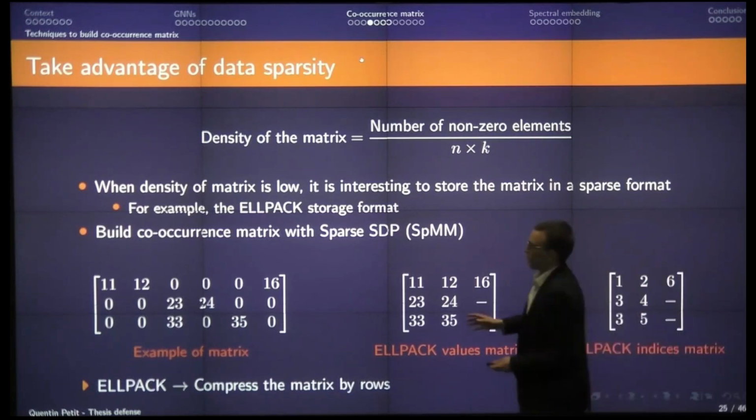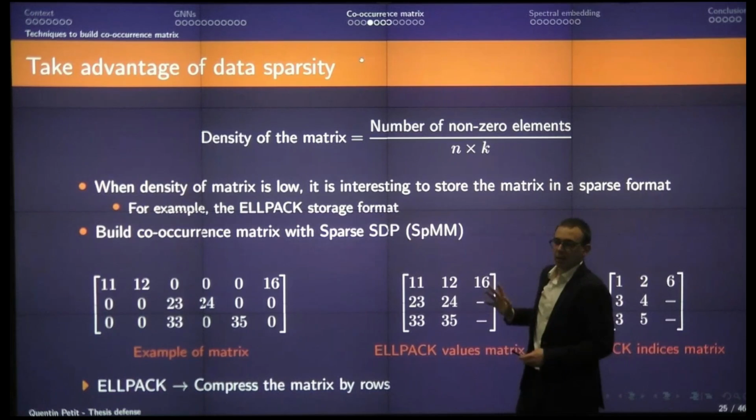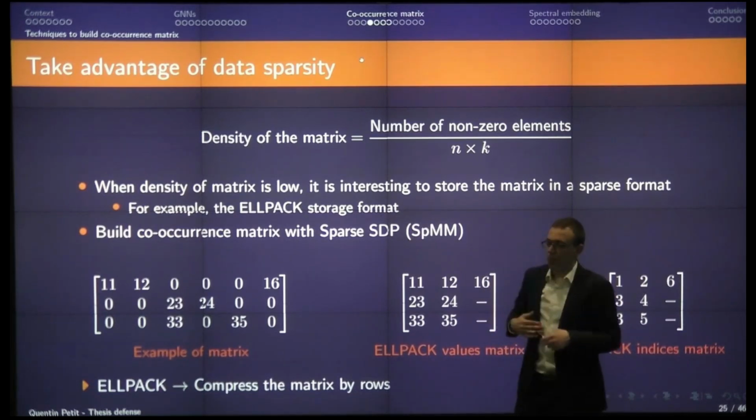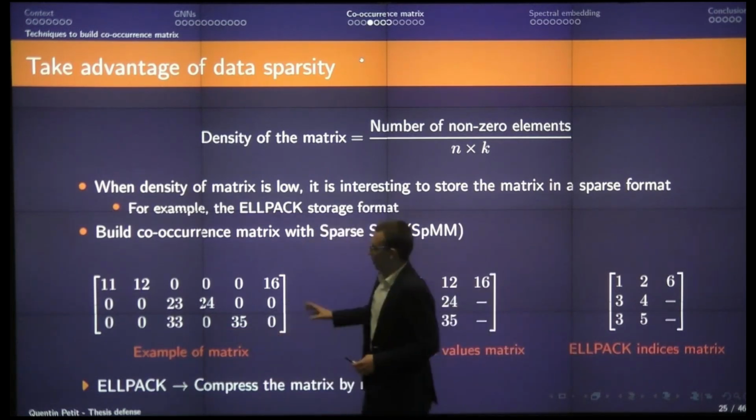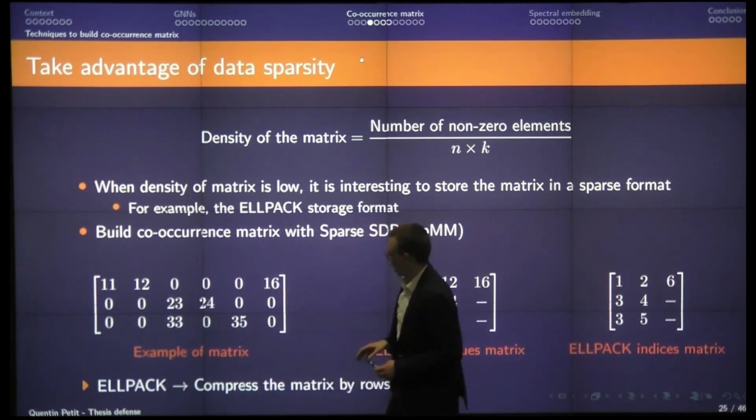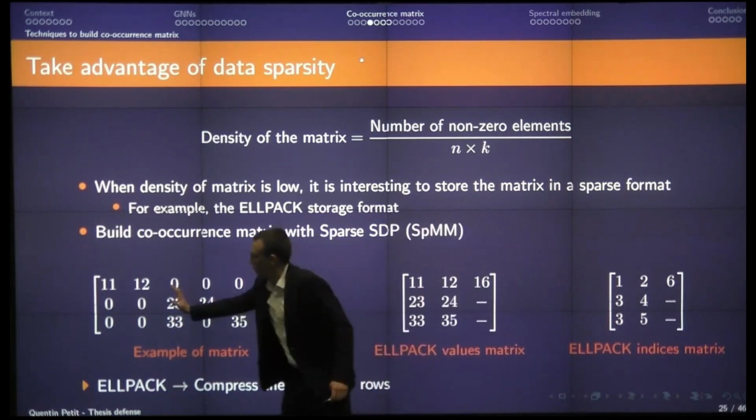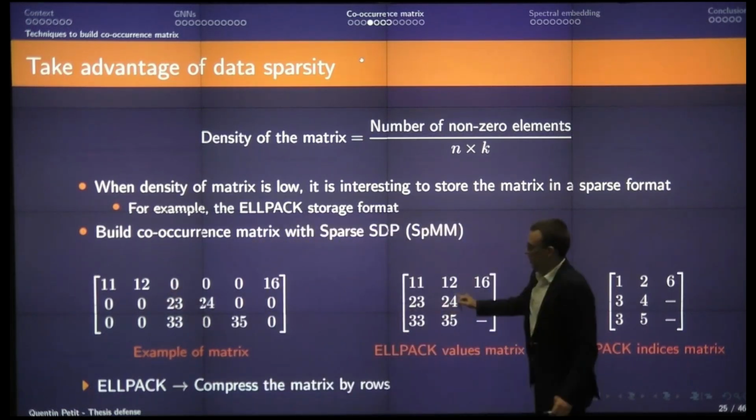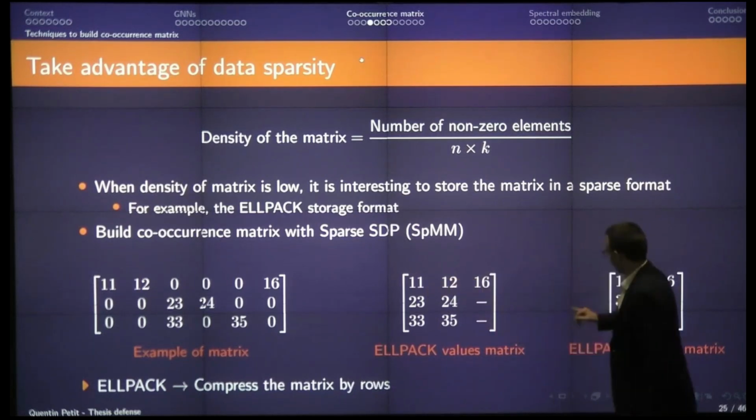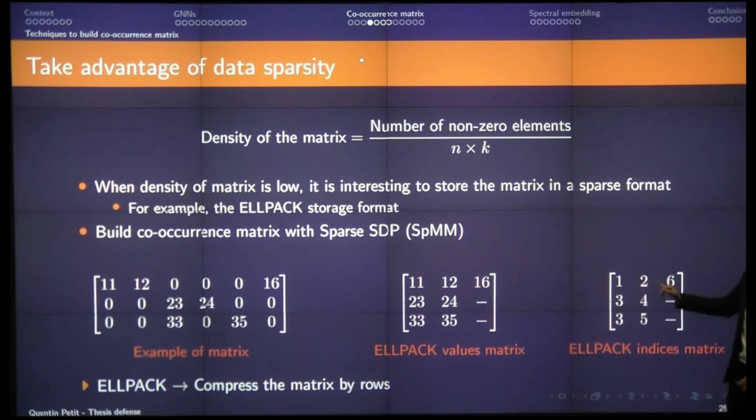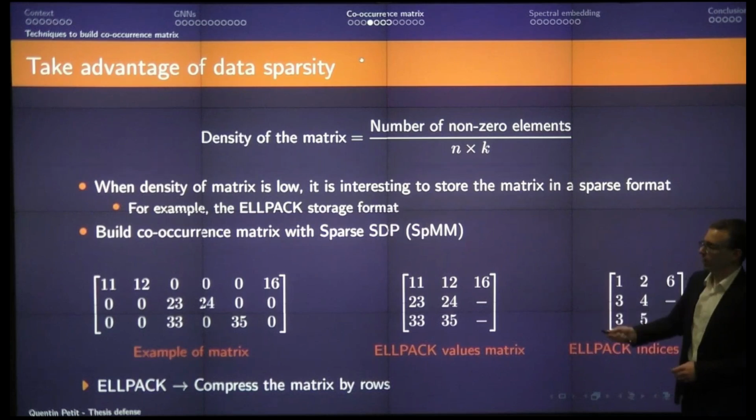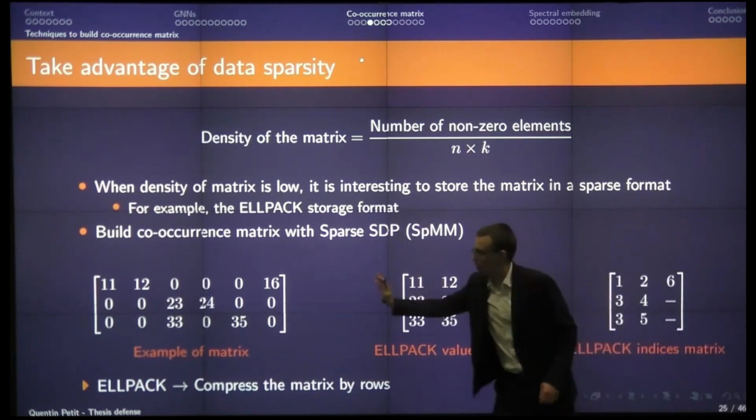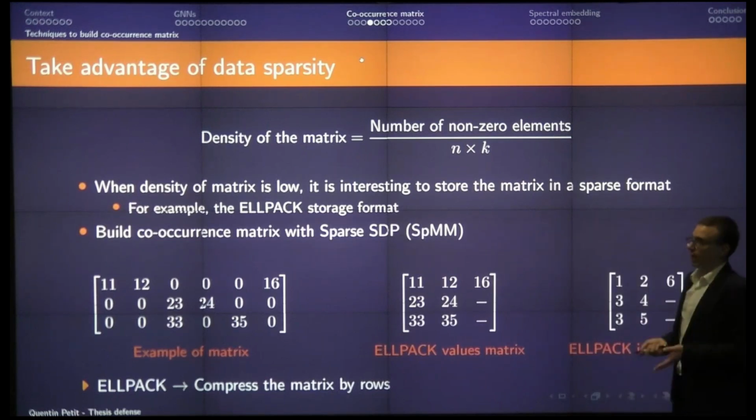I put an example here, and we will compress with the ELLPACK format, because this is a specific format that is well adapted to understand how we will build the covariance matrix. Here I put an example with several non-null elements, and the idea of ELLPACK is to push all non-null elements to the left and to store in one matrix the value of each non-null element, and in the second matrix the index of each non-null element. From these two pieces of information, we are able to rebuild the original matrix. So the idea of ELLPACK is to compress the matrix by row. We compress all non-null values by row. This helps us take advantage of the sparsity.